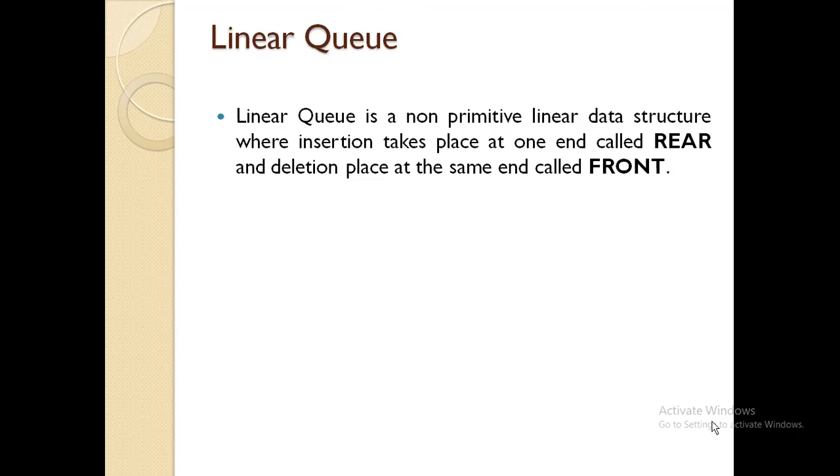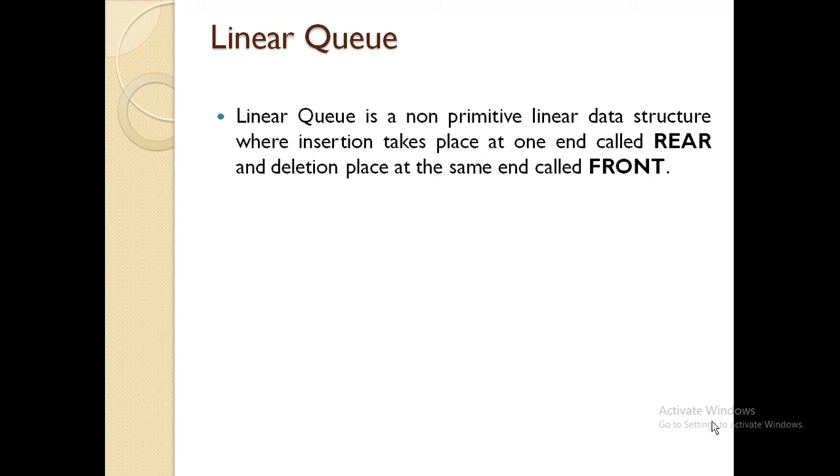So let us see what is a linear queue. Linear queue is a non-primitive linear data structure where insertion takes place at one end called rear and deletion takes place at the other end called front. So in linear queue all the elements are stored one after another. That's why it is called linear.